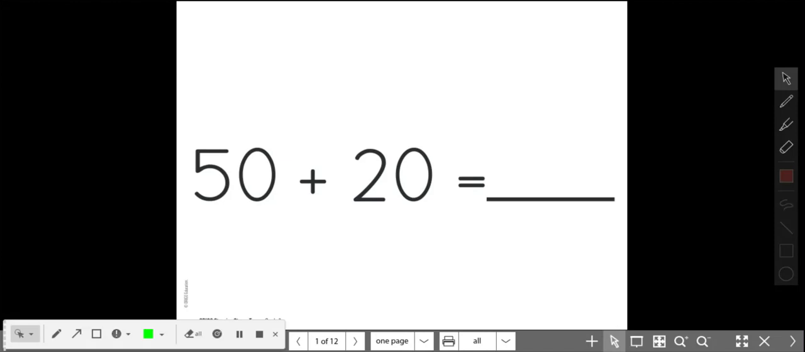Look at this addition sentence. 50 plus 20 equals blank. What is the total? What can help you figure out the total?